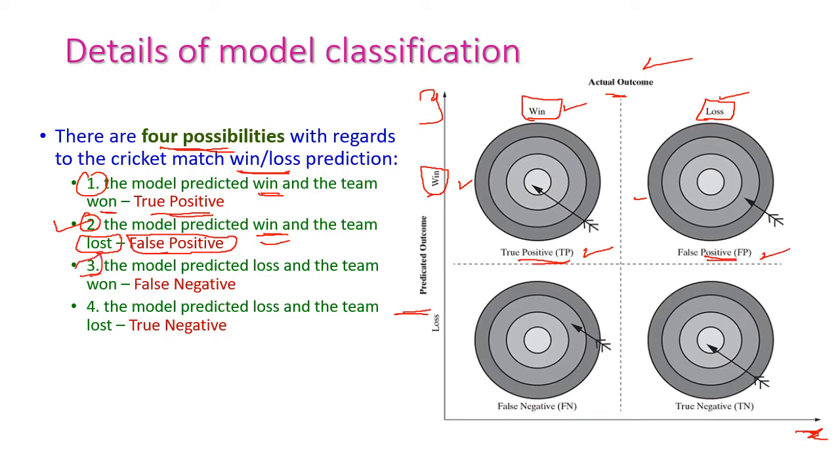The third one is the model predicted loss, but the team won the match. This is called false negative. Actually, the team won the match, but we predicted lose. This is false negative. And the last one, the model predicted loss and the team also lost. So this is called true negative. Hence, true positive and true negative are the correct predictions.